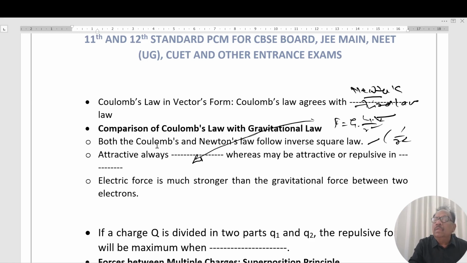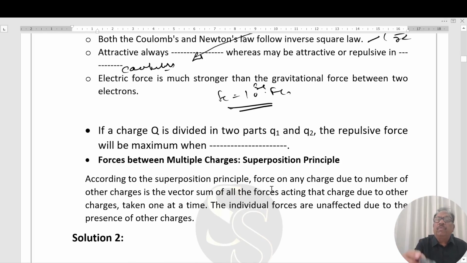Whereas Coulomb's force may be attractive or repulsive depending on the nature of the charges, whether they are like or unlike. Electric force is much stronger than the gravitational force, Fe much greater than Fg. If a charge Q is divided into two parts, Q1 and Q2, meaning Q equals Q1 plus Q2, the repulsive force will be maximum when both are equal, when Q1 equals Q2.